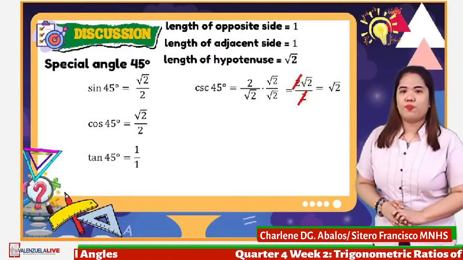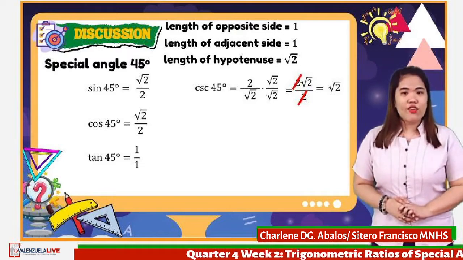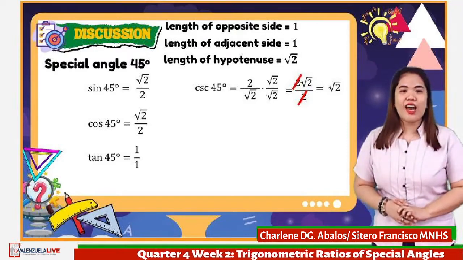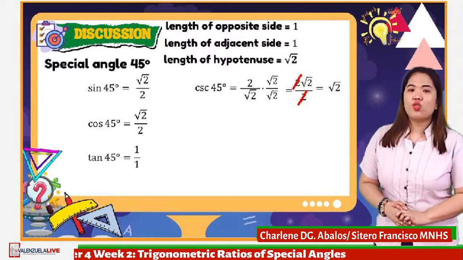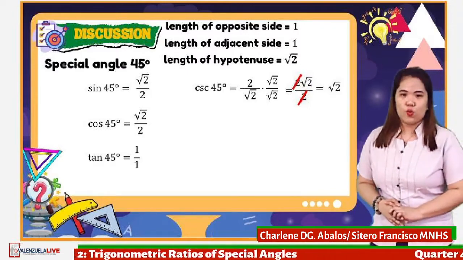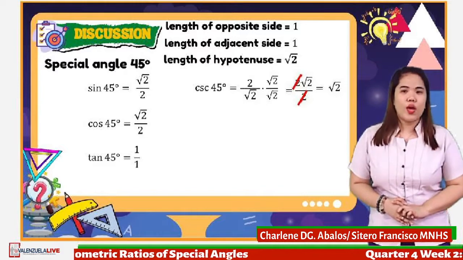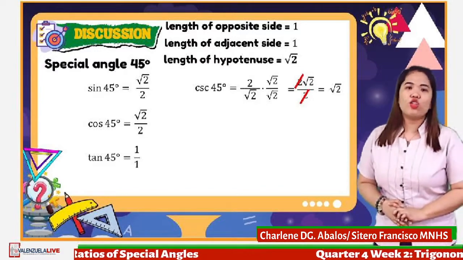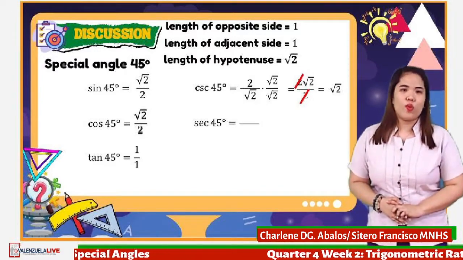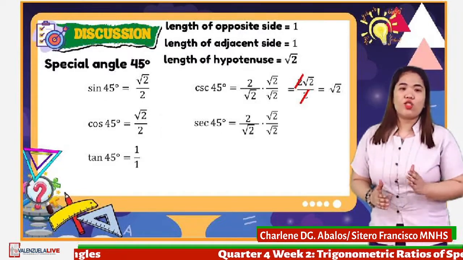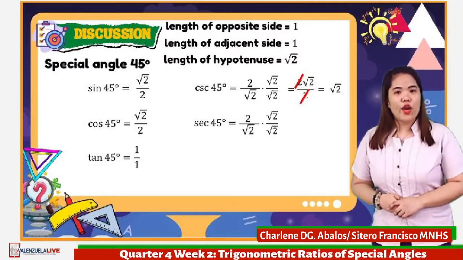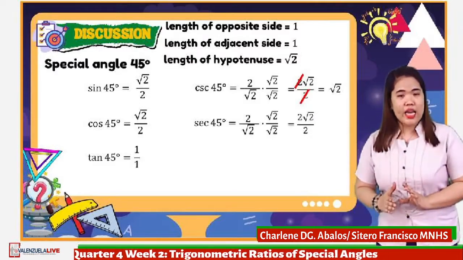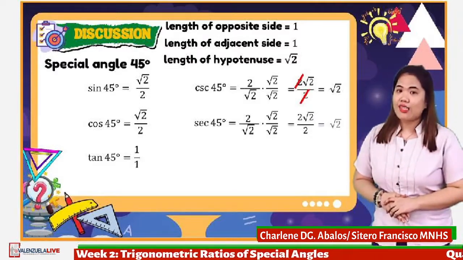Secant 45 degrees is the reciprocal of cosine 45 degrees. It will be 2 over square root of 2. Rationalize by multiplying square root of 2 to both sides of the equation or to both sides of the ratio. Therefore, it will be 2 square root of 2 over 2, or simply square root of 2 since we cancelled out 2.